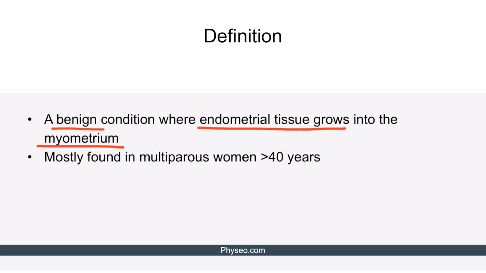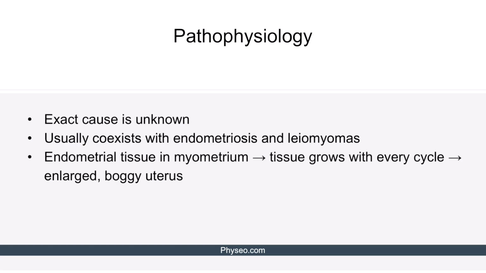It's mostly found in multiparous women above the age of 40. The exact cause is unknown, although it's often found to coexist with endometriosis and leiomyomas. The endometrial tissue in the myometrium is hormone sensitive, and the tissue grows with every cycle, which leads to the characteristic enlarged, boggy uterus we see in adenomyosis.